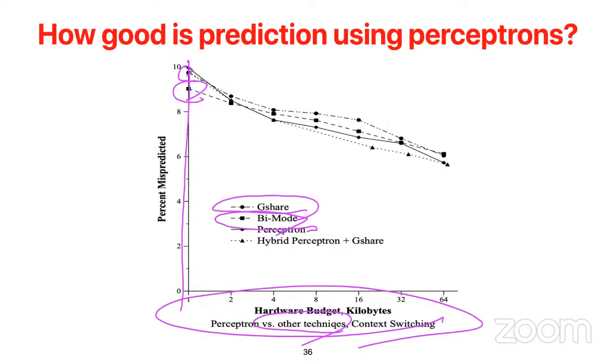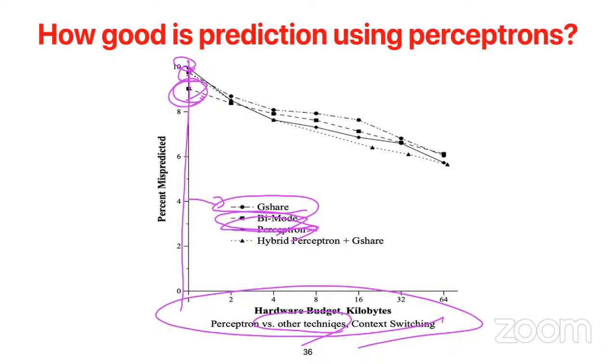the limitation of TAGE is that it needs more tables, and it's also based on history. So it will be around the same performance as G-Share or slightly better, but not to the degree we show here for bimodal. And as you can see, Perceptron is actually the worst.